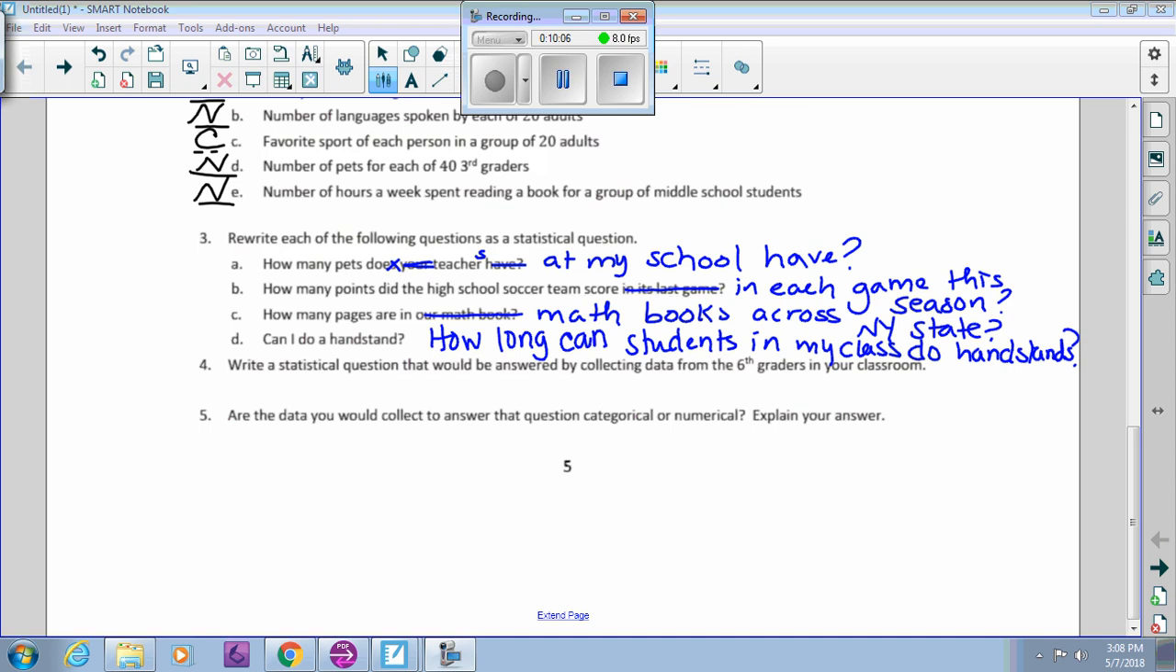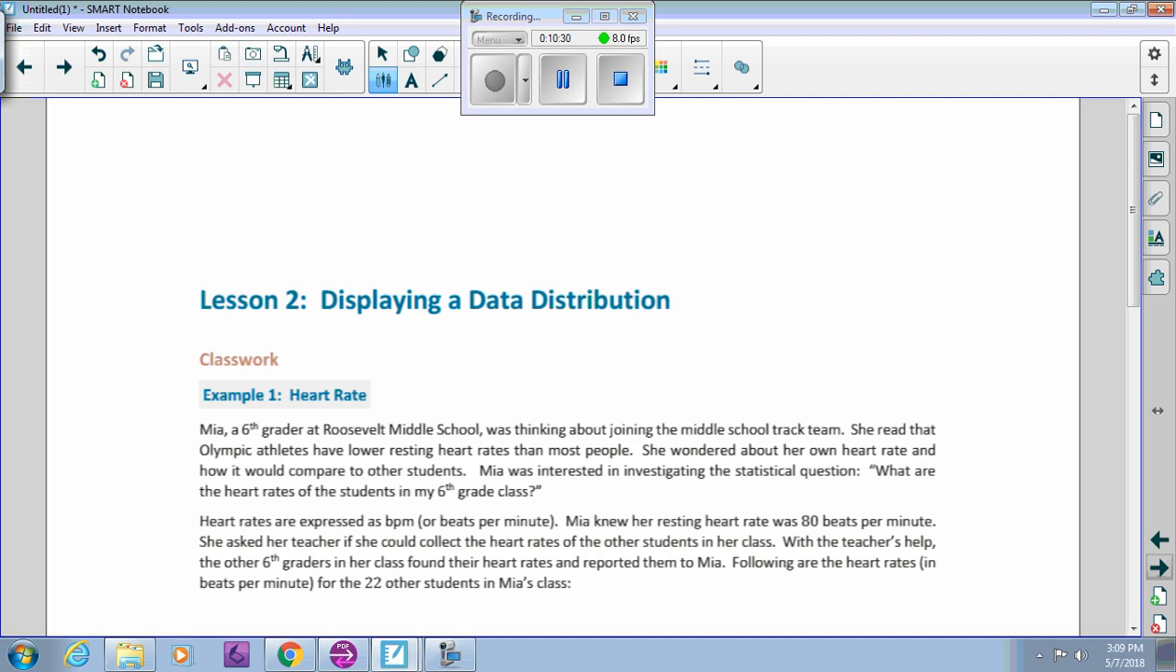Okay, you should have gone over that a little bit. And again, you want to make sure that your questions apply to a group. So you're not just asking one thing of one person or about one thing. You want to make sure you're asking a group of people or asking about a group of things where you're going to collect a variety of data from them. The next page is where we are going to talk about displaying the data that we collect.